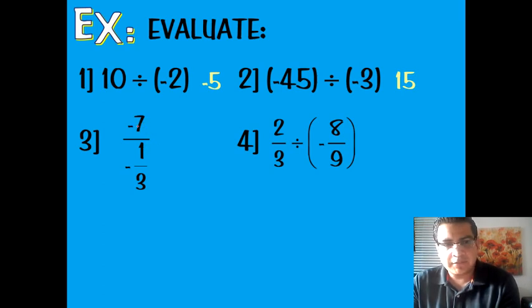For this one here, I have negative 7 divided by negative 1 over 3. So I have to rewrite this because it's a little hard just to do it this way, and I want to put it in this format. Okay. So this is like a over b divided by c over d. So look what happens when I do that. I can rewrite it as negative 7 divided by negative 1/3.